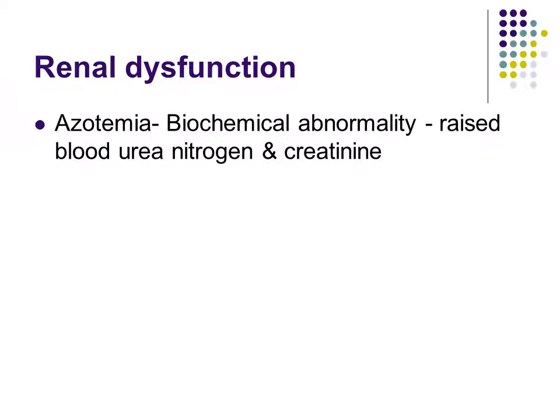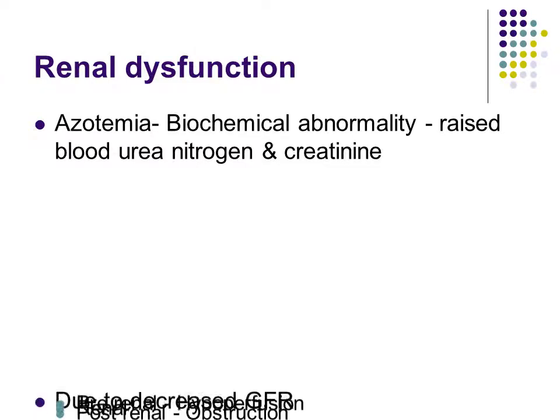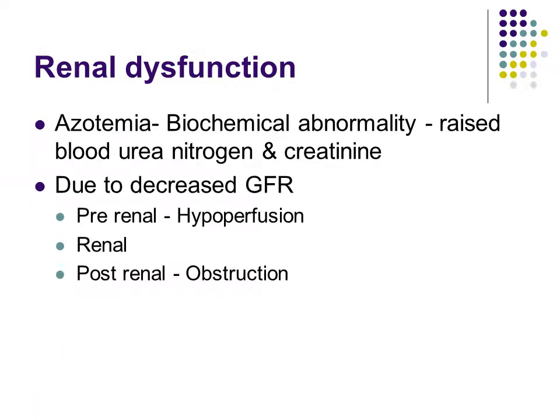Now, in renal dysfunction, there are certain terminologies which you should understand. First is azotemia. The word azotemia means it is just a biochemical abnormality with raised blood urea nitrogen and creatinine. So this azotemia is caused when there is decreased GFR. Okay, glomerular filtration rate is decreased.